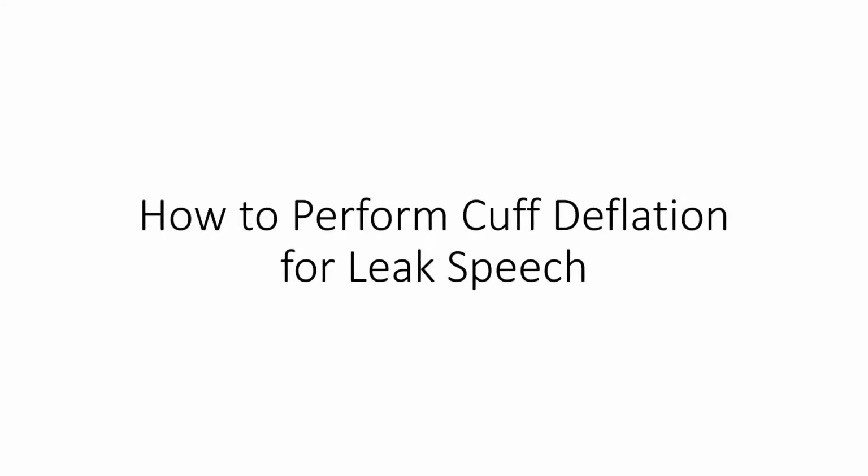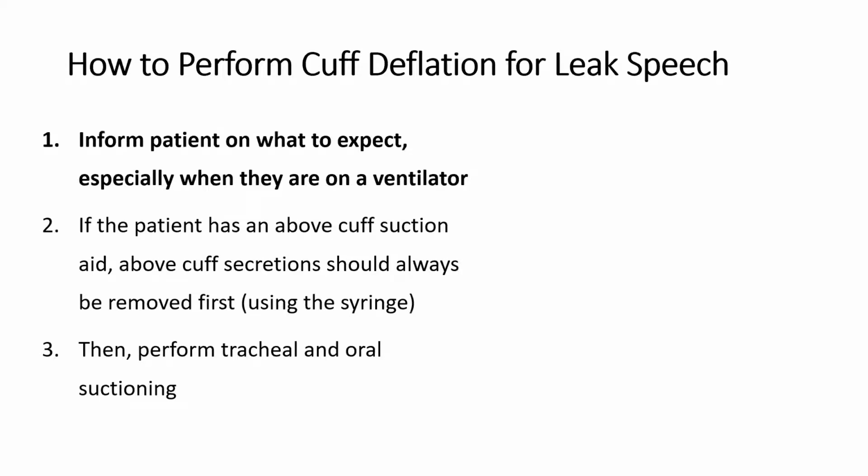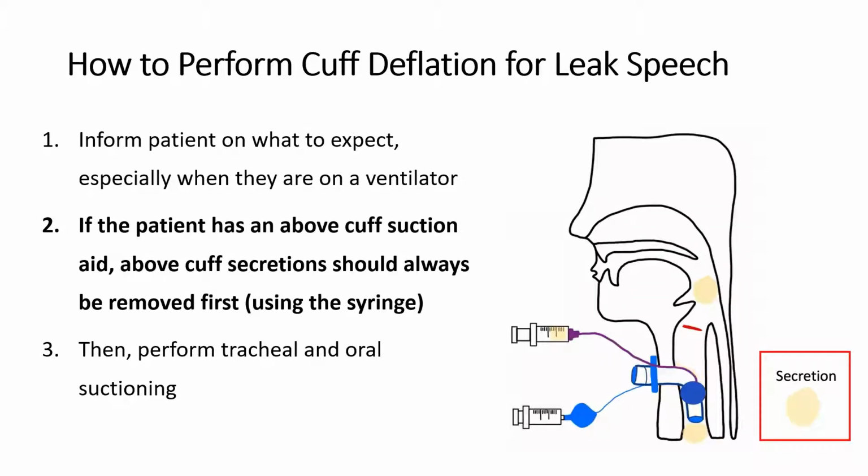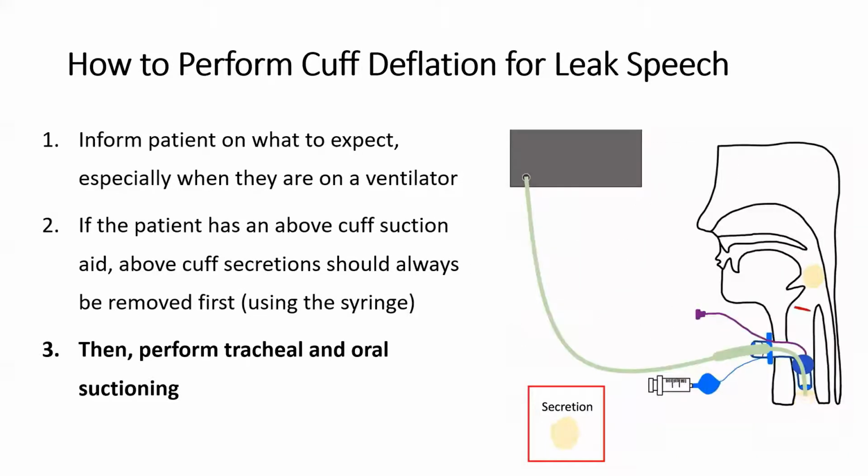Leaked speech. How to perform cuff deflation for leaked speech? When performing cuff deflation for leaked speech, always inform the patient on what to expect, especially when they're on a ventilator. If the patient has an above cuff suction aid, above cuff secretions should always be removed first using the syringe. Then perform trachea and oral suctioning.